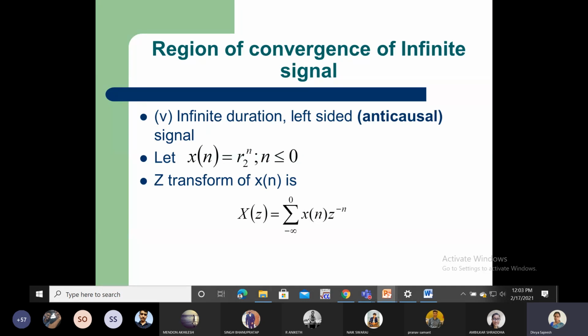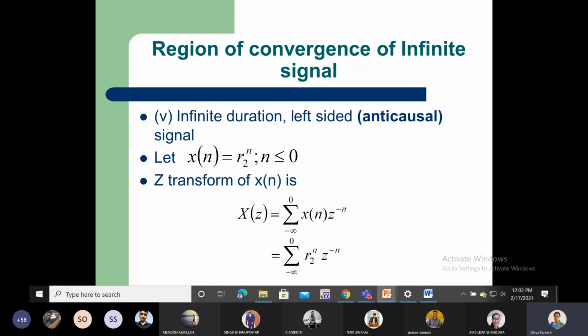But here I can redefine, since it is a left-sided signal, I can write it as it extends from minus infinity to 0, x of n, z raised to minus n. So your signal is r2 raised to n, z raised to minus n. Now I can change the limits. For the signal which is on the left-hand side, for applying the sum series formula, I can change the limits of the series from minus infinity to 0. I can take it as 0 to infinity by changing the other terms.